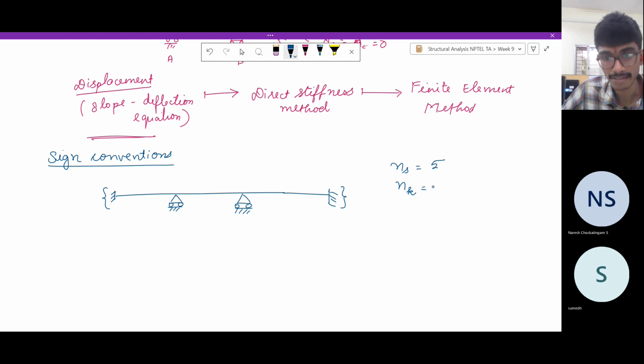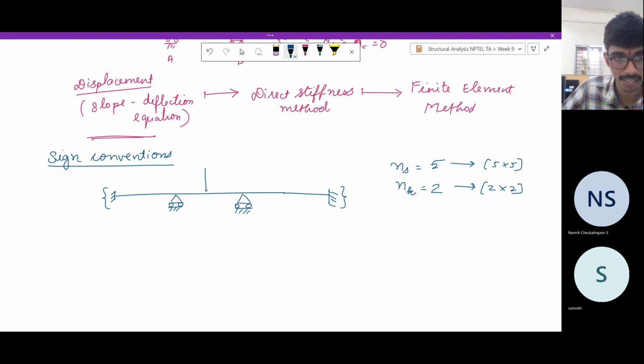So in case 2, such a problem is easier to solve using the displacement method of analysis, because here you will get a 2 cross 2 system which needs to satisfy the equilibrium. Here you will get a 5 cross 5 system, which is obtained by satisfying compatibility.